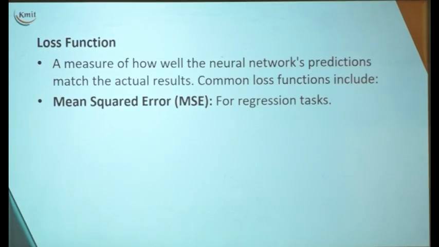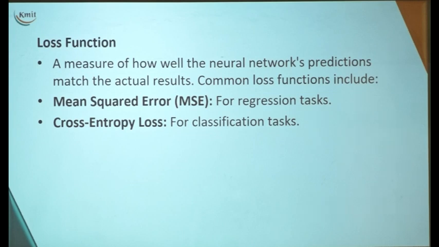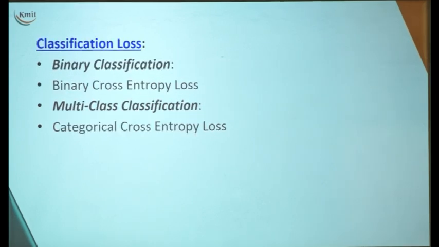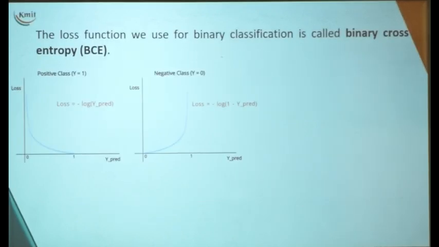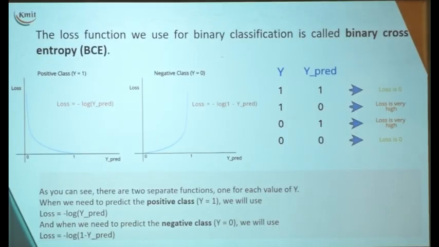Okay. Now what is the loss function that we use for classification? We go for cross entropy. Okay. So this is the formula for binary cross entropy. So what is Y and Y prediction there?